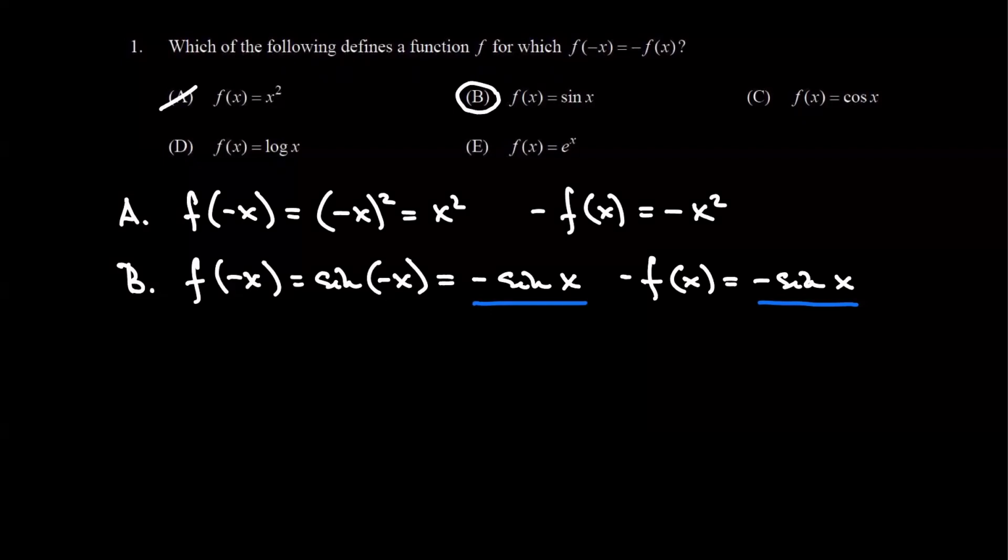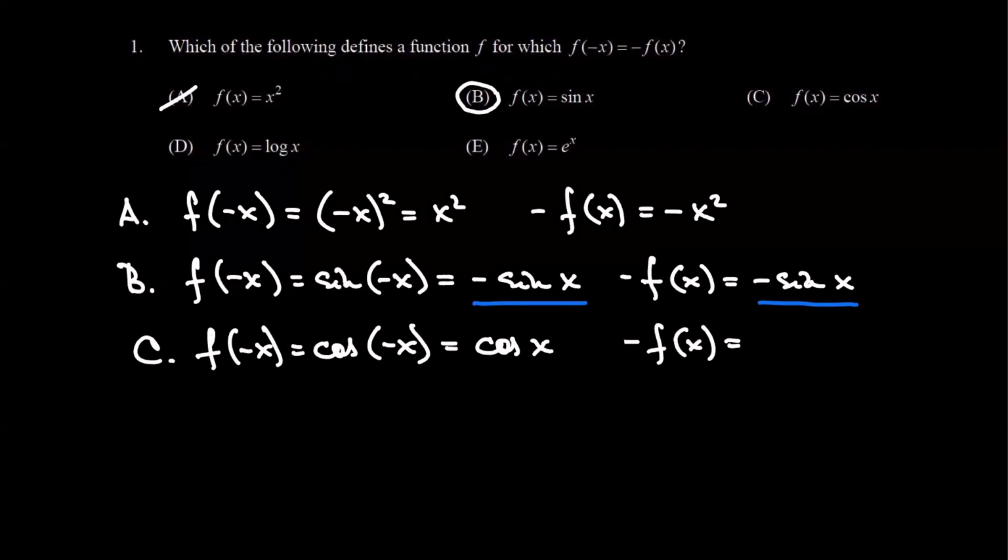If we are out of time, we can just move on to the next question. If not, we can just double check that we didn't make a mistake here. So for part C, f of negative x is equal to cosine of negative x, which is equal to cosine x, and then negative f of x equals negative cosine x. And again, in this case, they are not equal to each other, so C is not the answer.